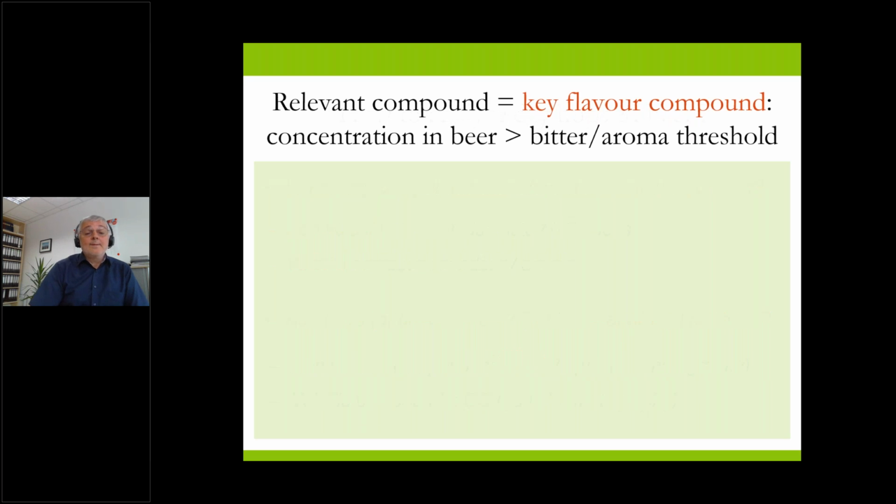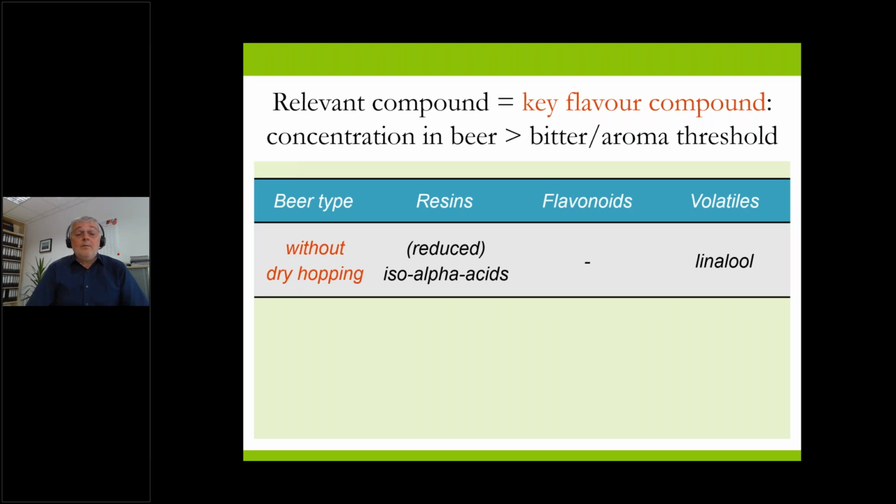So this is the basic information we all have. Let's start with the relevant compounds. So which are the relevant compounds to be analyzed? In aroma science there is a definition: a so-called key flavor compound is a compound, in this case, with a concentration in beer higher than its bitter or its aroma threshold.